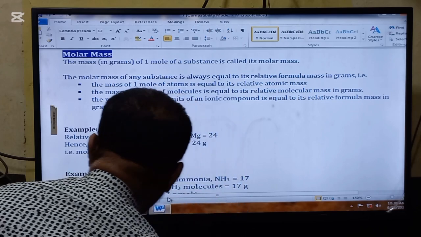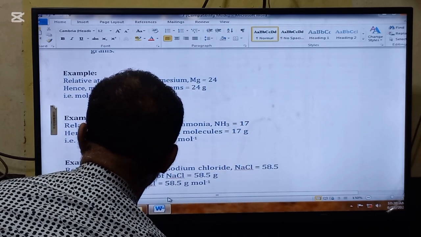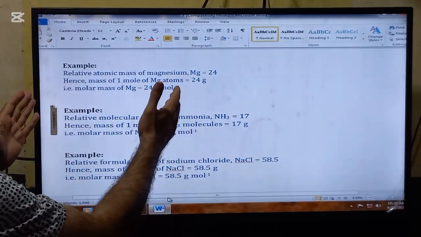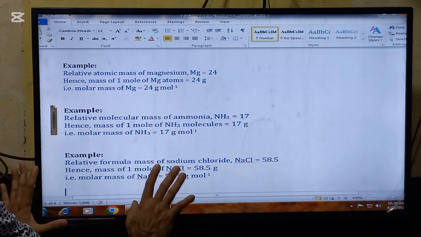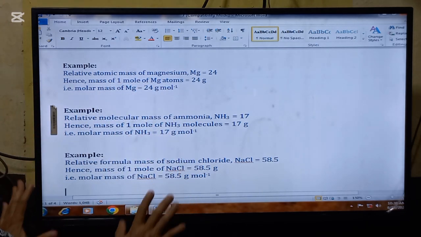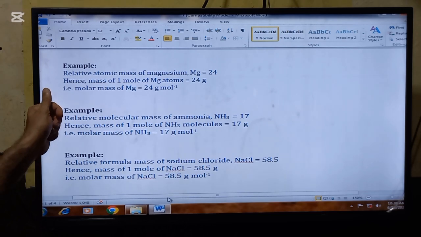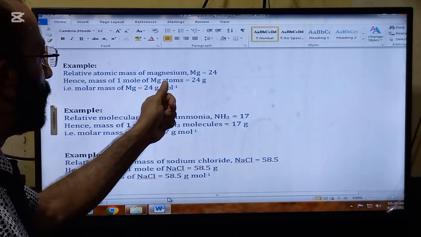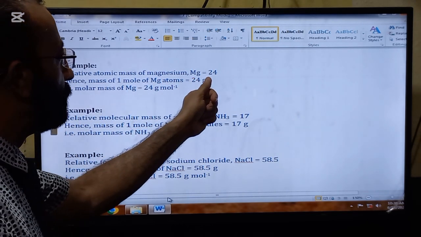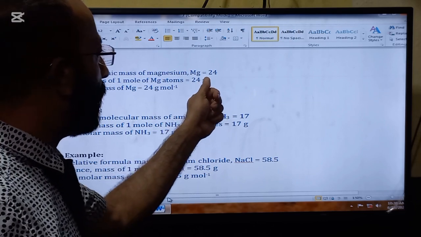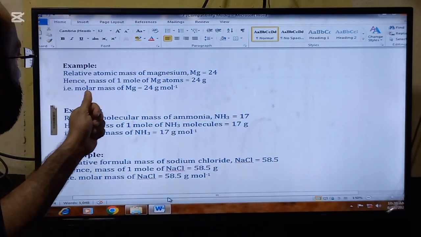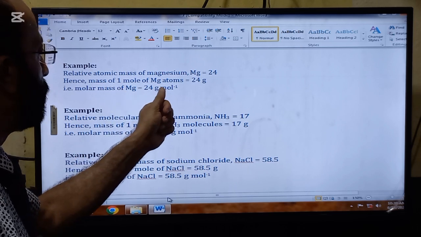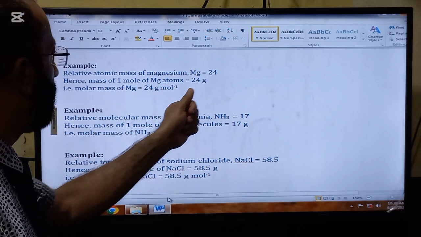So look now, we are going to do some examples. These are very simple examples. Look at the pattern. One question's pattern will be followed in the next one as well, if a question of this type comes in the paper. The relative atomic mass of magnesium is 24. We can find it from the periodic table. Hence, the mass of 1 mole of magnesium atoms is equal to 24 grams.